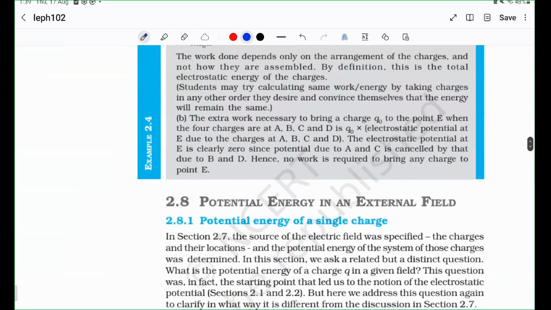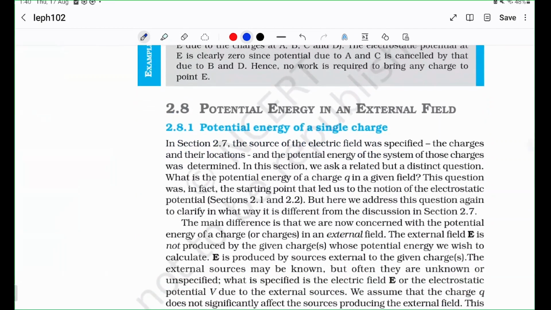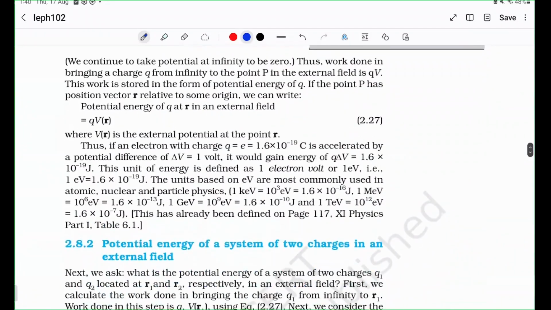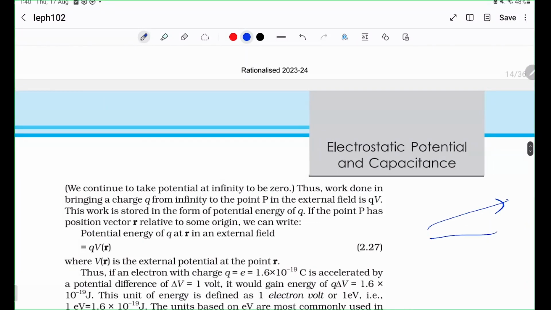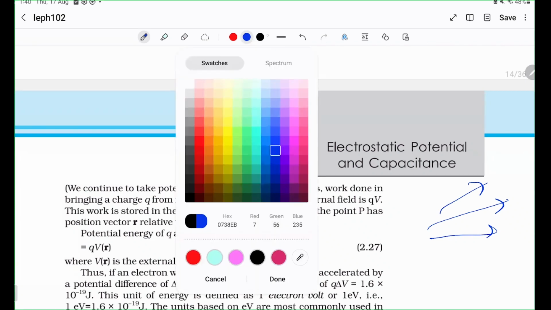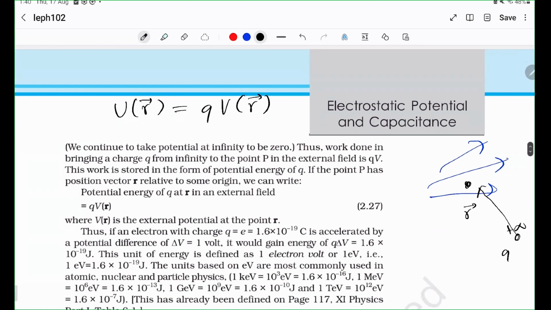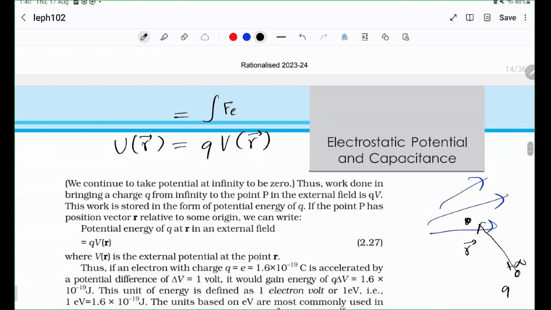Okay, potential energy in an external field. So now we look at the potential energy of a single charge given an electric field. I think we have already seen that if there is some electric field somewhere, you take this charge from infinity, you bring a charge from plus infinity or minus infinity, it doesn't matter, and you bring it to some known distance r. Then the potential energy of the charge is q times the potential. Okay, and this is the work done by the external person against the electric field.